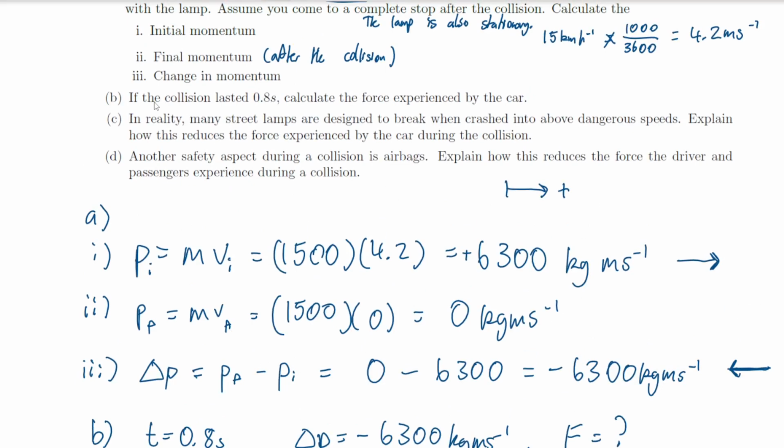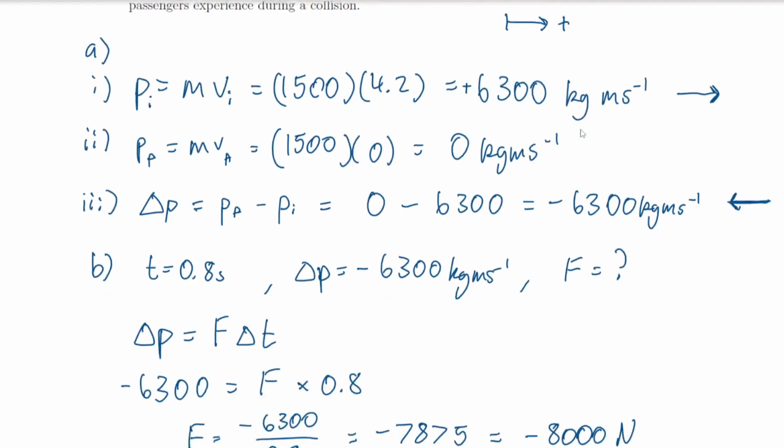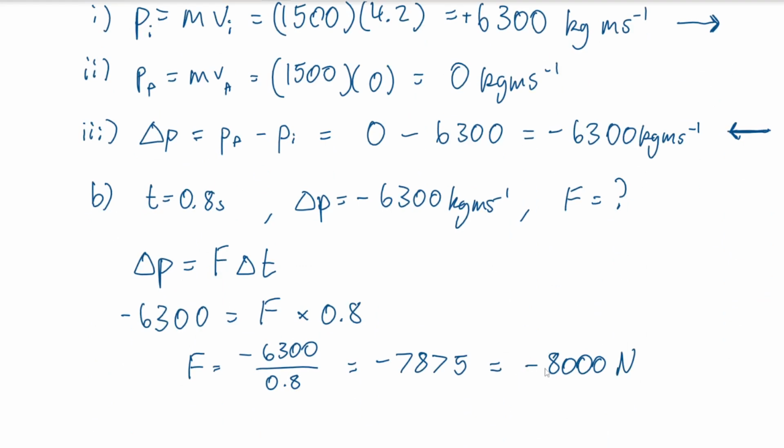Okay, and let's just reread the question. It says, calculate the force experienced by the car. So the force acting on the car, does it make sense that it's negative? If it's negative, according to our coordinate system, it means the force acting on the car is to the left. And that makes sense, right?